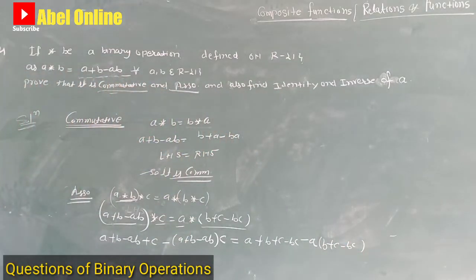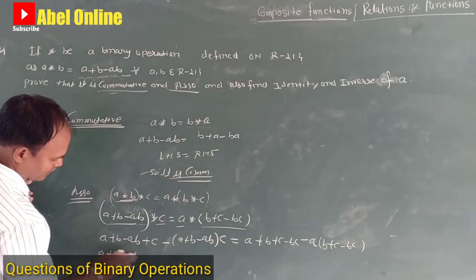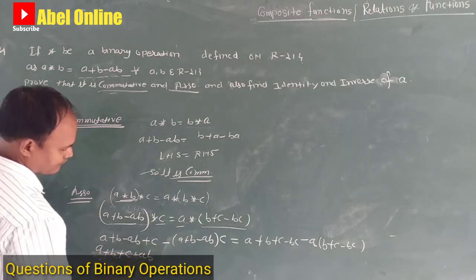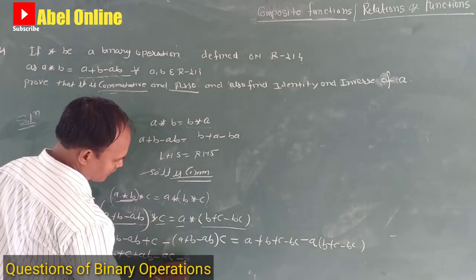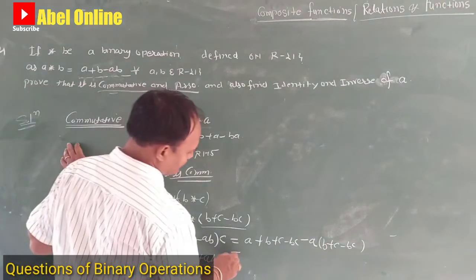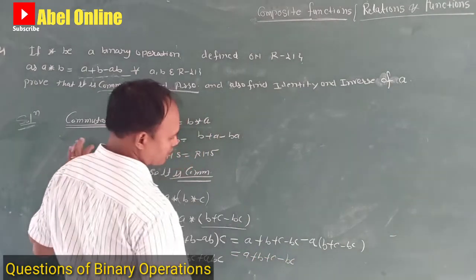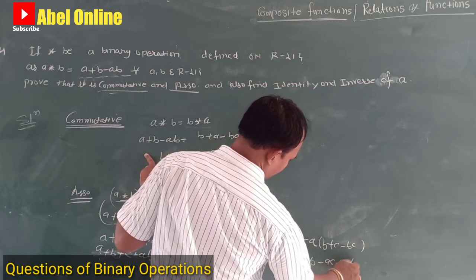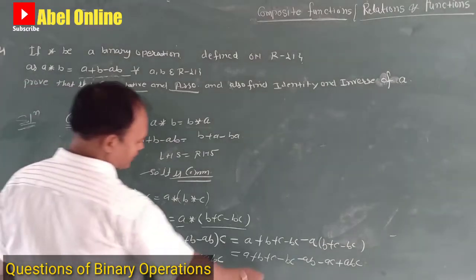Okay. Now this is A plus B minus AB, which gives A plus B plus C minus AB minus AC minus BC plus ABC, equals A plus B plus C minus BC minus AB minus AC plus ABC. Look here, A plus B plus C is there, and here also A plus B plus C.